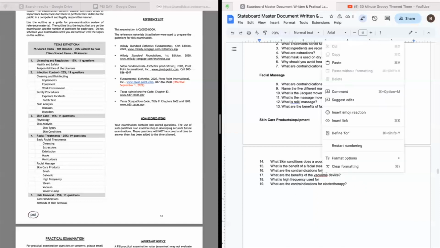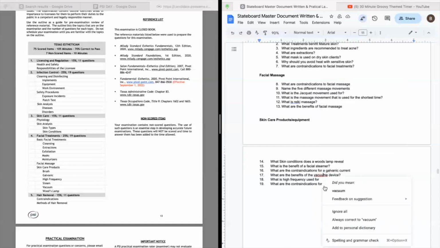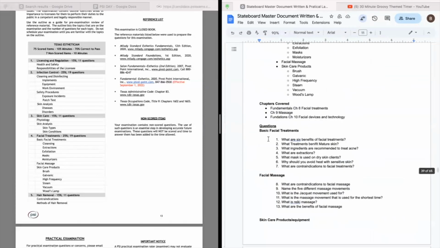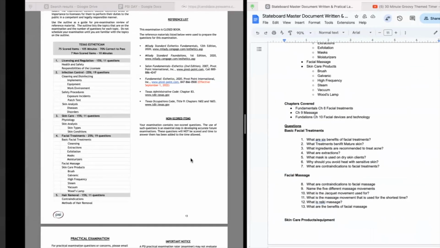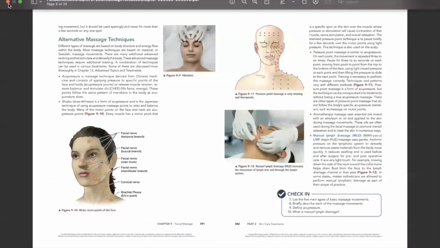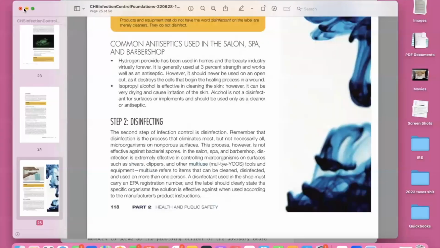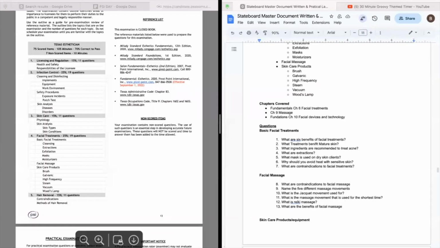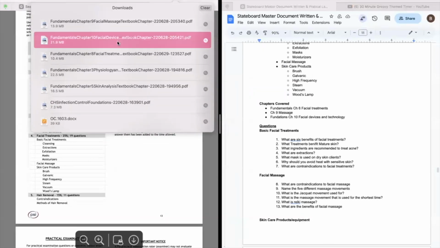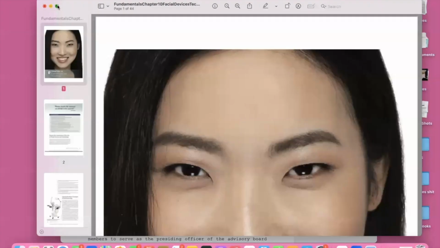Benefits of the vacuum, high frequency and what it's used for, contraindications for electrotherapy. Electrotherapy as a definition, I'd want to be comfortable with that as well for this chapter. And then the only one we haven't opened, I believe, was facial devices and technology. So let's open facial devices and technology, just to kind of skim it.